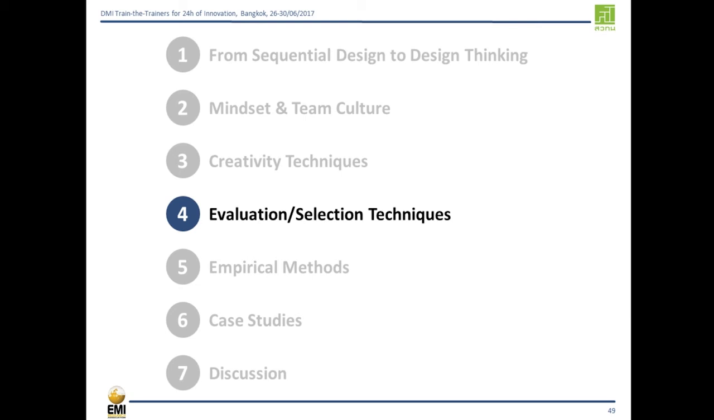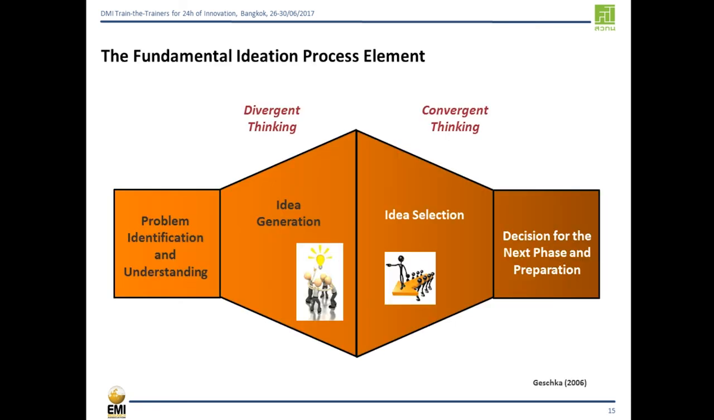Okay, I think for today I should leave it at that, before I move over to selection techniques, which is a chapter related to the converging phase of this creativity or problem solving element that I showed to you at the beginning.